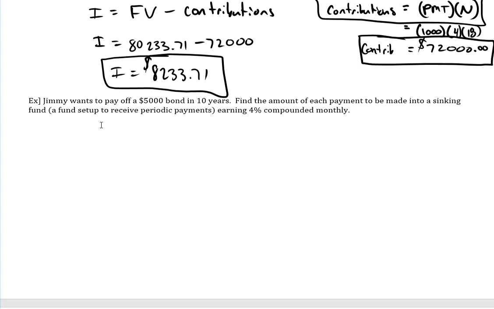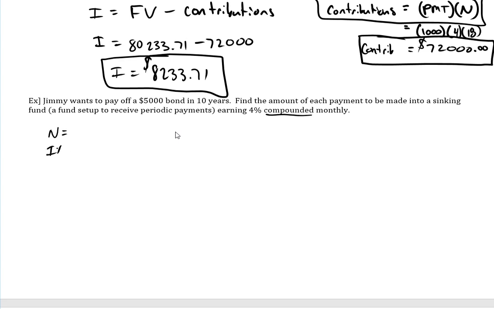Okay, so in this scenario, Jimmy wants to pay off a $5,000 bond in 10 years. We're assuming this $5,000 bond is going to stay $5,000 in the 10 years, so it doesn't have any interest on it. That means he could set up this account to earn interest to help pay the $5,000 off in an easier fashion. Either way though, I see compounded, and it's compounded monthly.